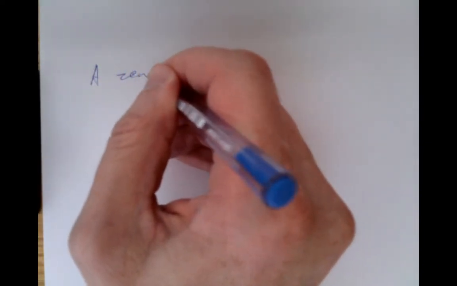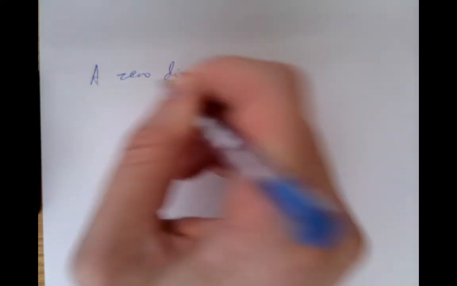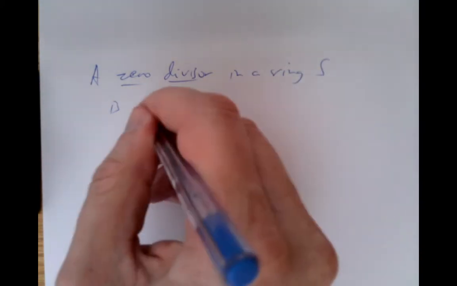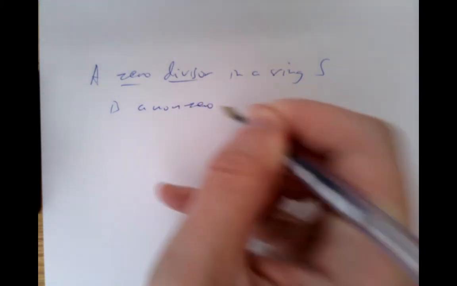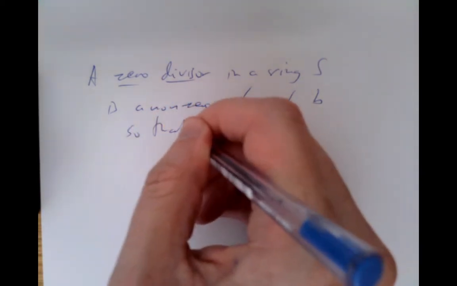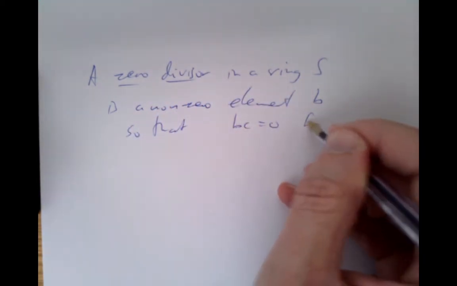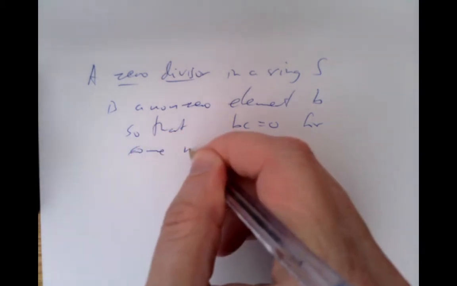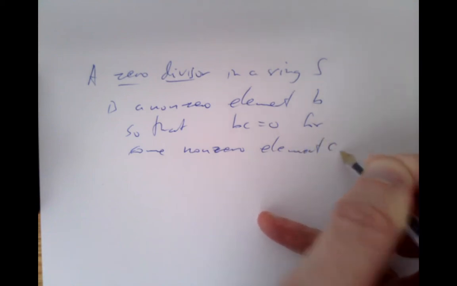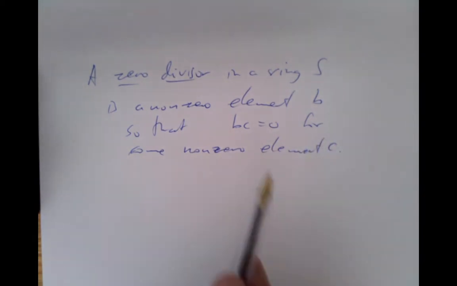A zero divisor in a ring S is a non-zero element of the ring, let's say B, so that BC equals 0 for some non-zero element C. So it means we can multiply these two things together and get 0, so they're both called zero divisors. These, of course, we've already come up with. We've already noticed these things.